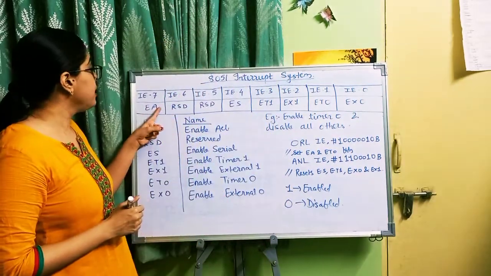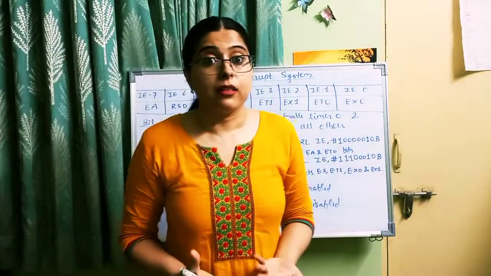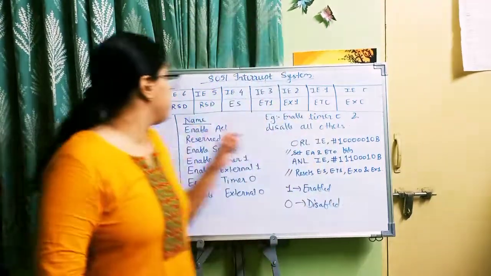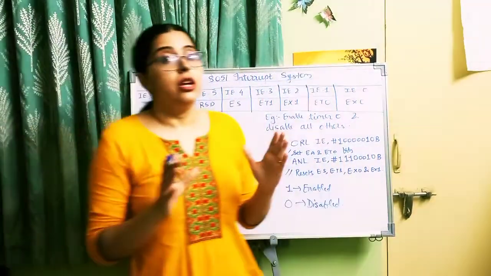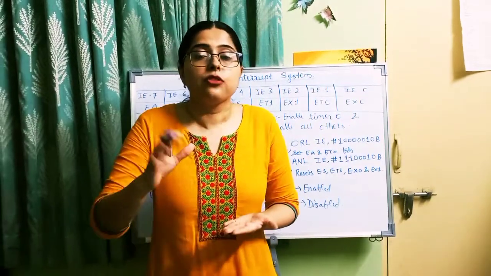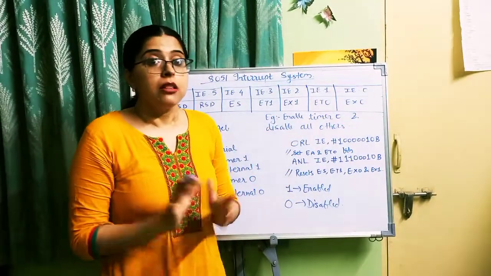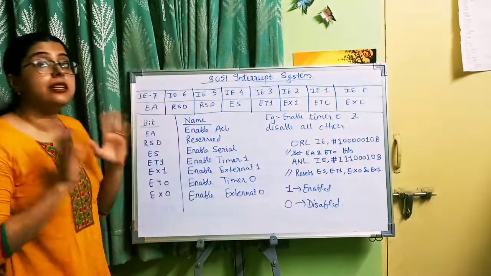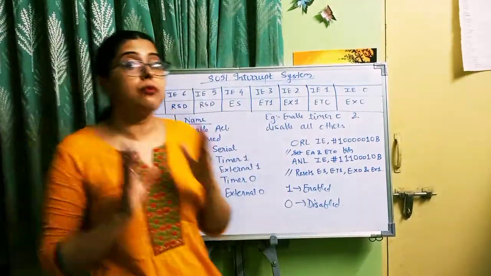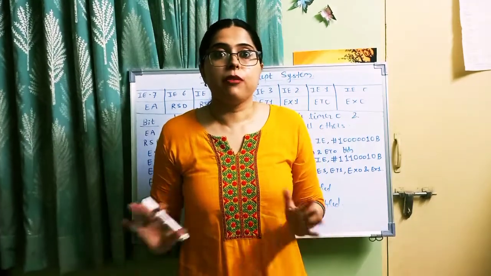If enable all is 0 and ET1 is 1, even though ET1 is 1, it is disabled. Why? Because enable all is 0. In order to enable the interrupts, enable all has to be 1. For example, even if all the bits are 1, they won't be serviced if enable all is 0. So to service the interrupt, enable all has to be 1 compulsorily. Otherwise, it will disable all the interrupts.